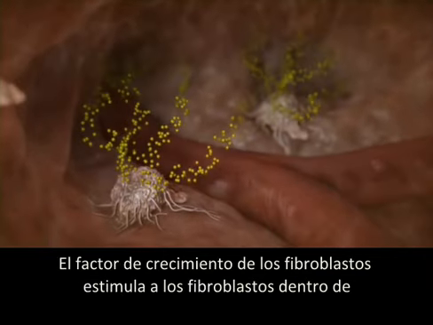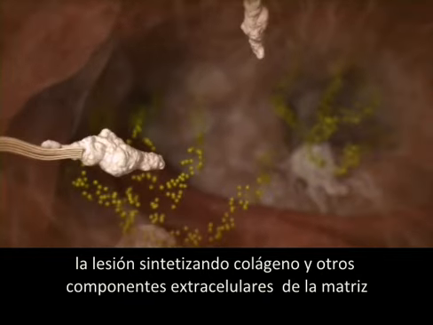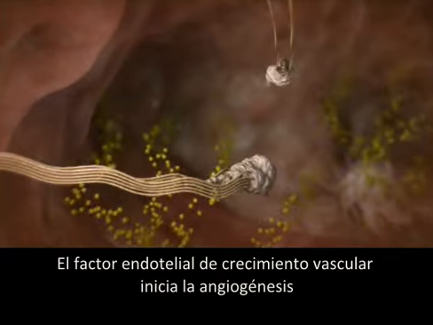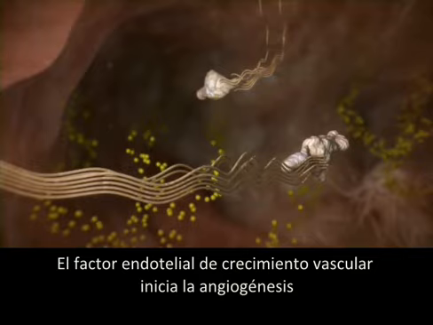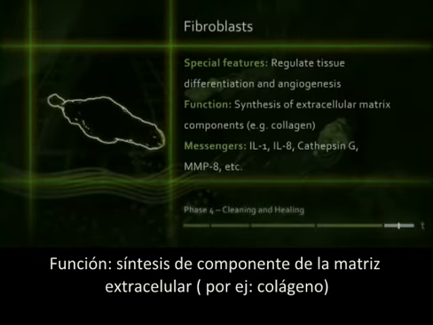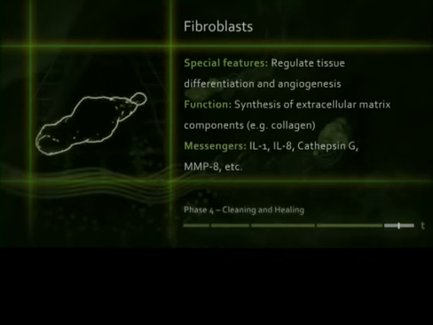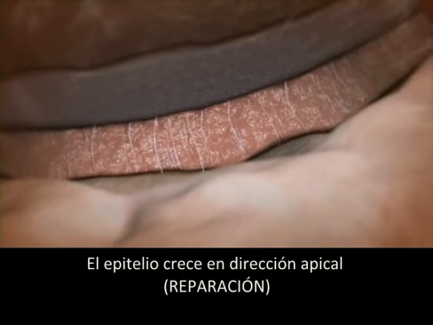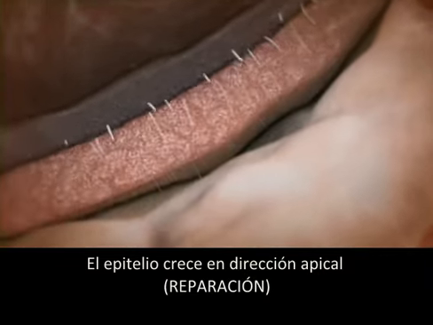Fibroblast growth factor stimulates fibroblasts to crawl into the lesion and synthesize collagen and other extracellular matrix components. Vascular endothelial growth factor initiates angiogenesis. Where viable cementoblasts are still present on the root surfaces, the periodontal ligament may regenerate and new attachment will be formed. Otherwise, the epithelium will grow in an apical direction and tissue repair will occur.